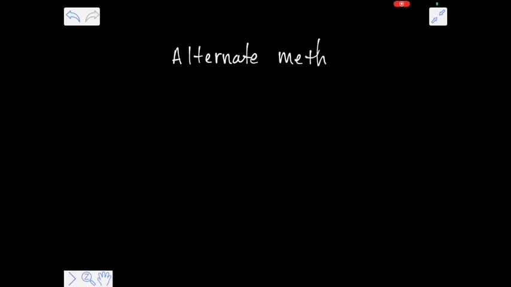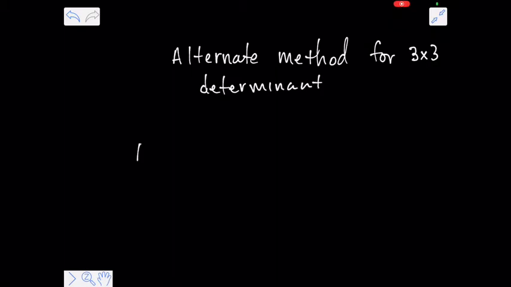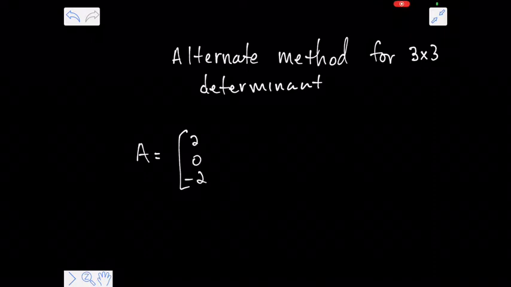So, alternate method for 3 by 3 determinant. Let's go back to the one we just did.